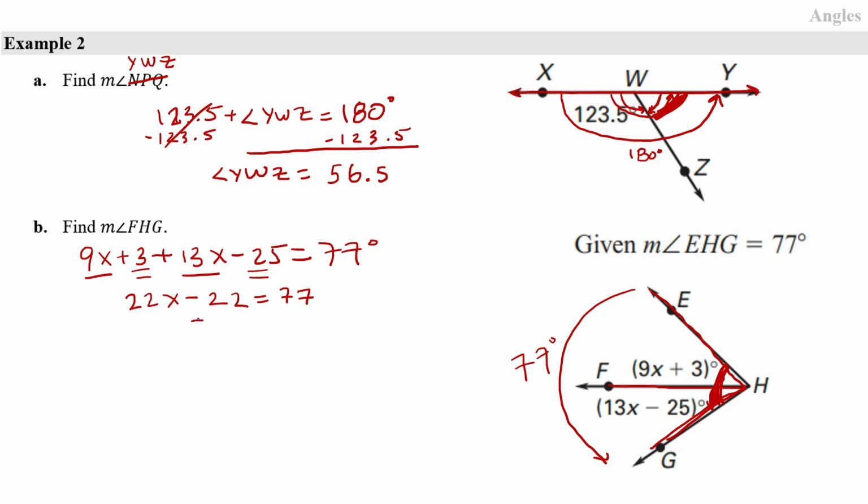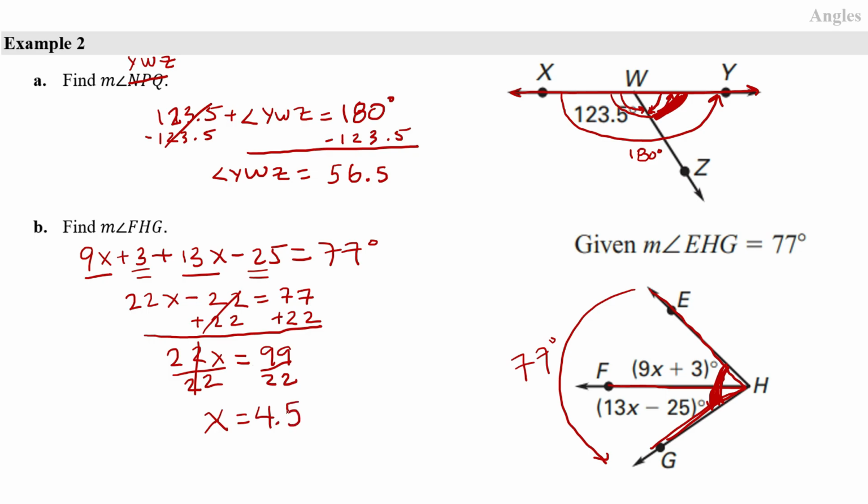Now if I add 22 to eliminate that minus 22, it will cancel, and I'm left with 22x on the left side equals 77 plus 22, which is 99. Then if I divide both sides by 22, this will cancel, and I'm left with x equals 4.5.